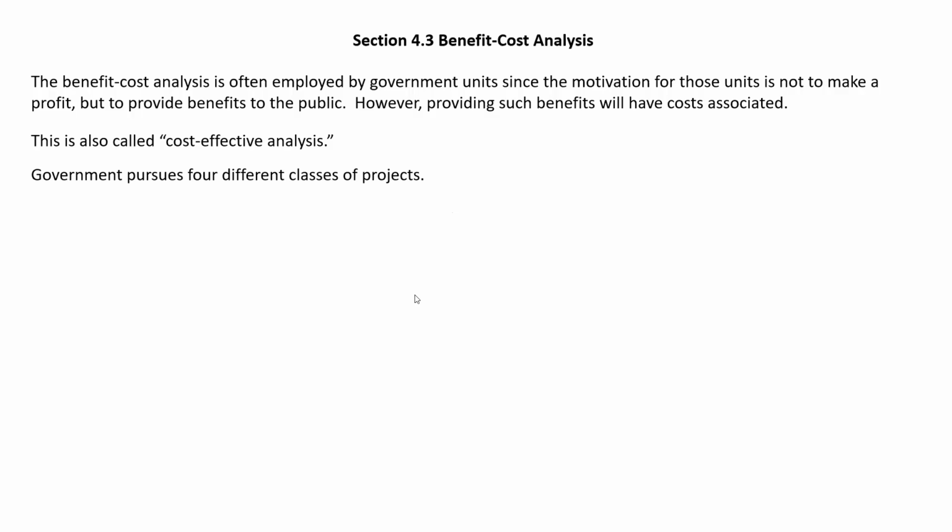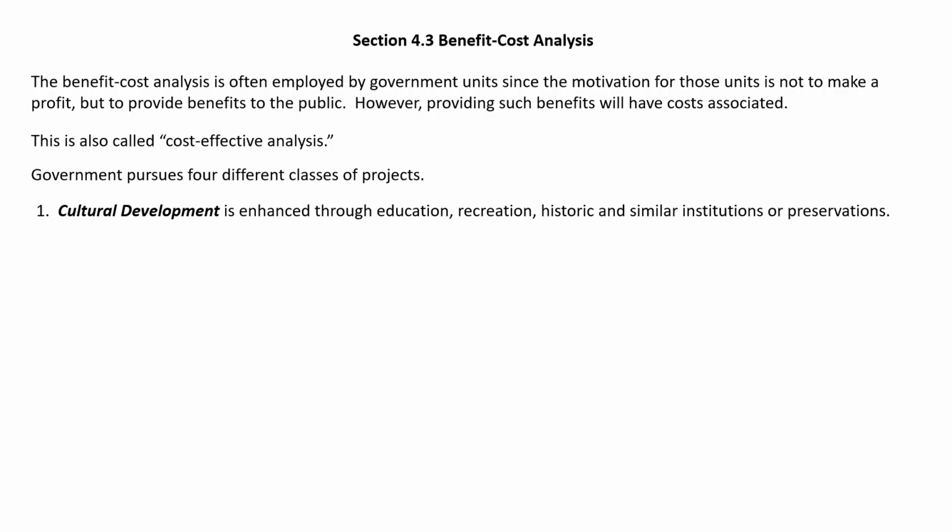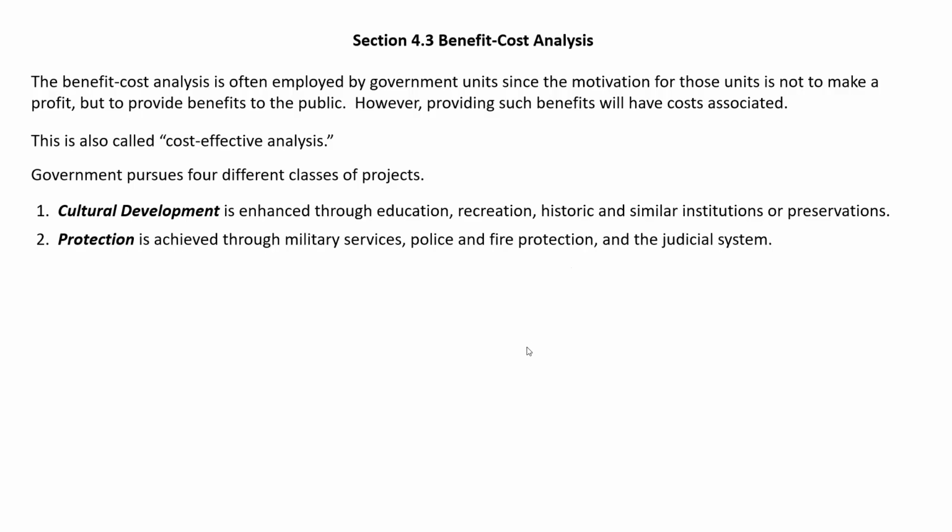Government pursues four different classes of projects. One is cultural development, and that is enhanced through education, recreation, historic, and similar institutions or preservations. Does it make sense? Government is the one that needs to build schools, even though there are some private schools, public schools. Government also builds parks and recreation. And also historic places. Like if you go to Springfield, Illinois, that's Lincoln's hometown, and somebody needs to maintain that. So cultural development is one project class under government.